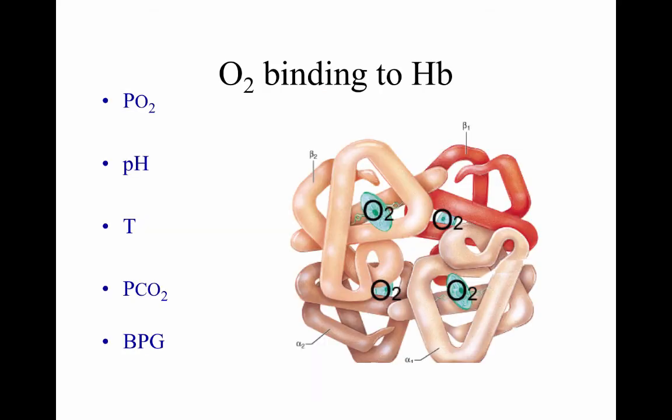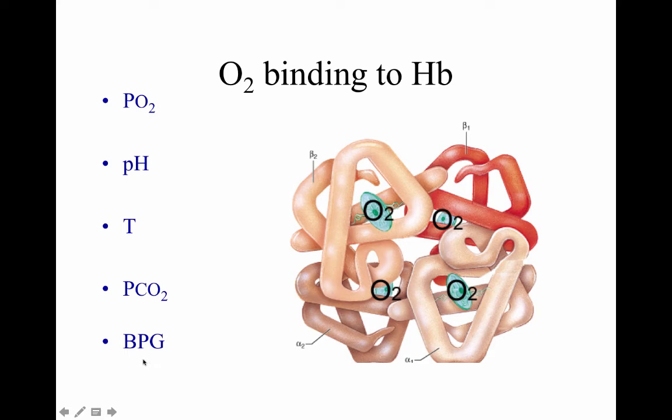When we think about oxygen binding to hemoglobin, we have to look at a few components that impact this binding. We'll be interested in the pressure of oxygen and the pH in the bloodstream. We need to maintain a blood pH of 7.35 to 7.45, so a very finite range of acid-base relationship in the blood. Then we need to look at temperature affecting the oxygen binding to hemoglobin, as well as the partial pressure of carbon dioxide.